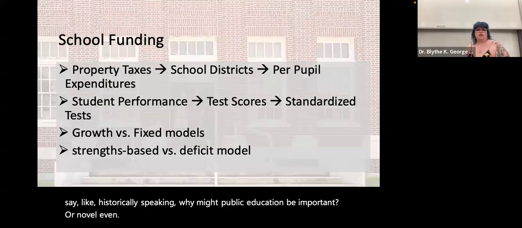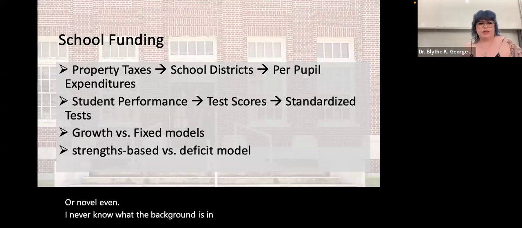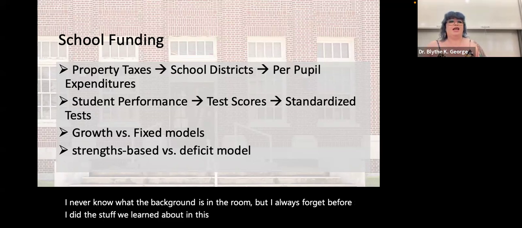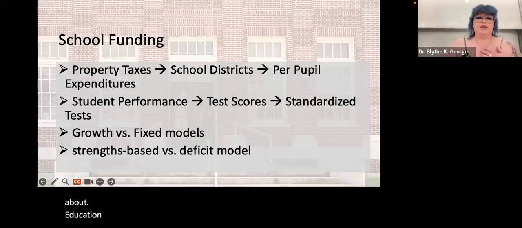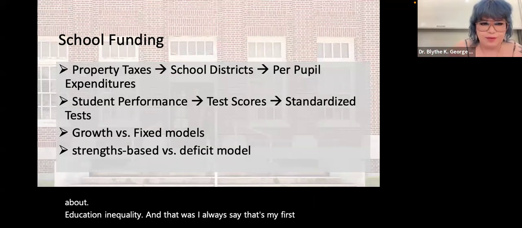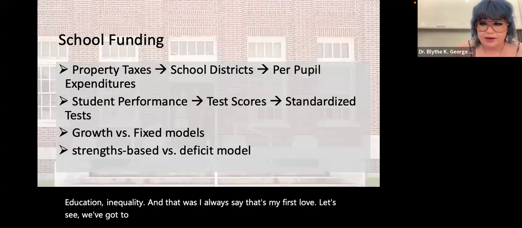I never know what the background is in the room, but I always forget that before I did the stuff we learned about in this class, I spent all of college learning about education inequality. I always say that's my first love. Let's see, we've got an answer: segregation. Yes, that's a layer there.